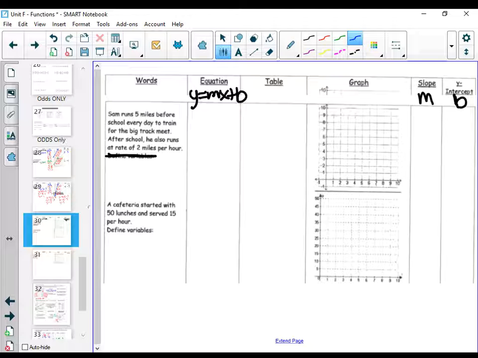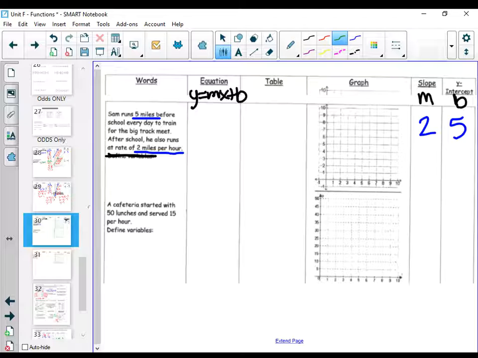So the 5 miles and the 2 miles per hour are going to be used for our slope and our y-intercept. It says 5 miles before school every day. So that's where you're starting at. It's 5 miles before school, and then after school, it's 2 miles per hour. So 5 is my y-intercept, 2 is my slope. I'm going to let you finish this problem on your own. At the end of the video, I will write the equation so that you can check to make sure you have that done correctly, which you should from there be able to graph and make a table.